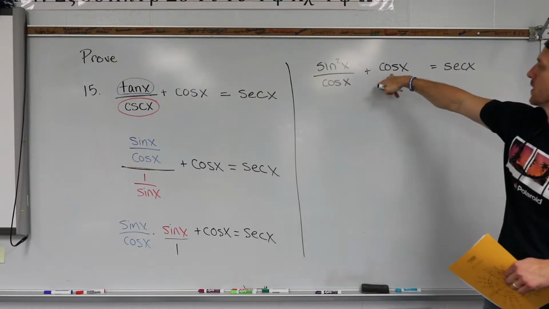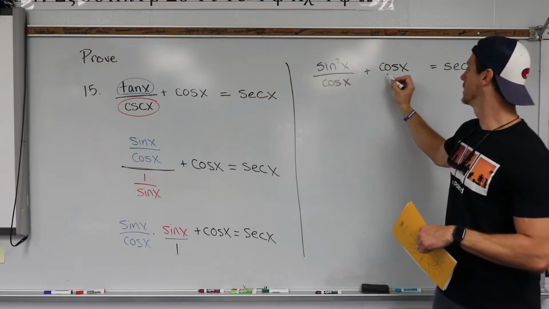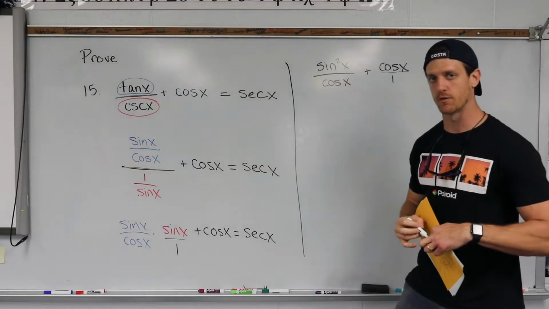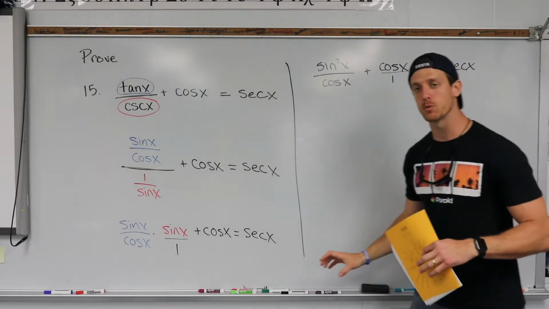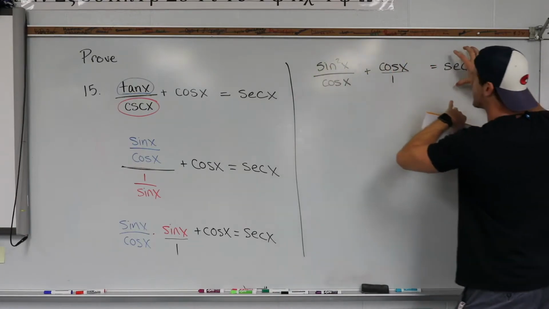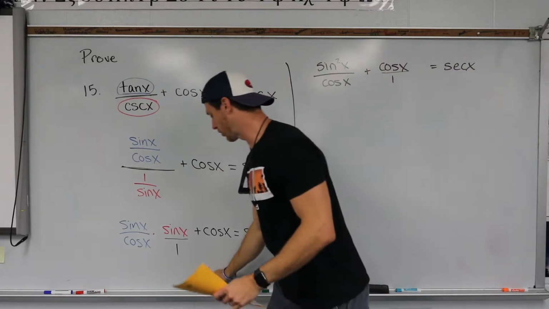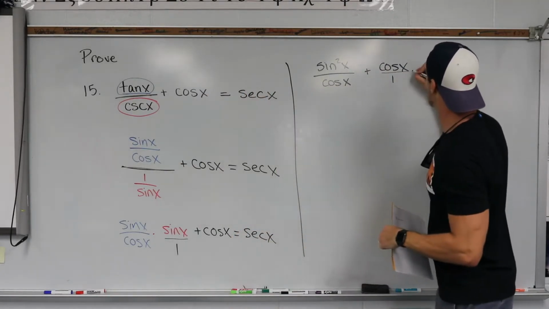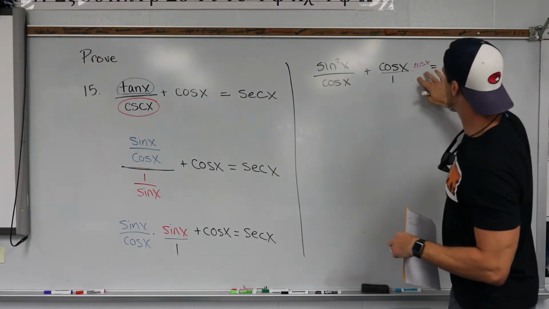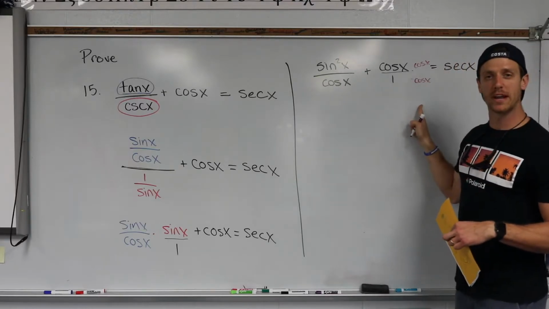Think about this. Here you have a fraction, here you have a whole number. This has a denominator of 1, this has a denominator of cosine. We need to combine them into a single expression. Here there are 2 terms, we need to get to a single term. So we need to find a common denominator in order to do that. We're going to multiply top and bottom by cosine of x, so that both denominators will have a cosine.